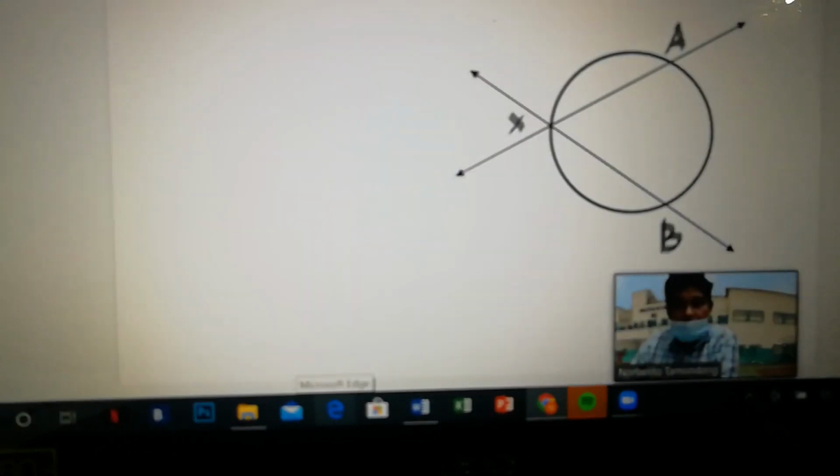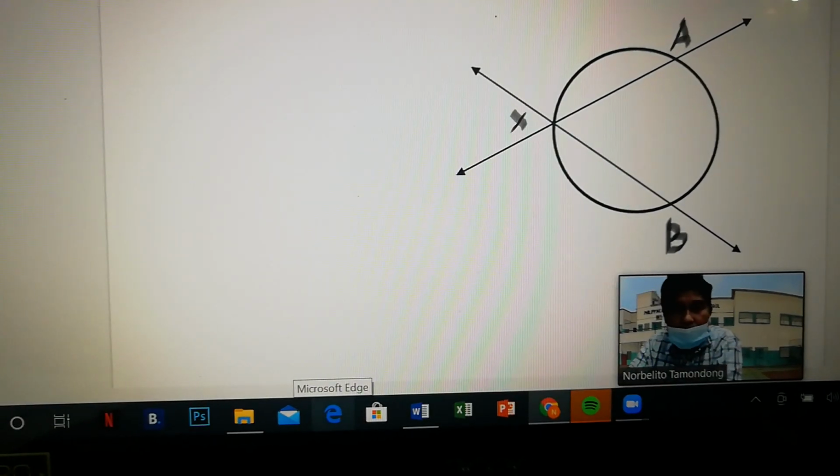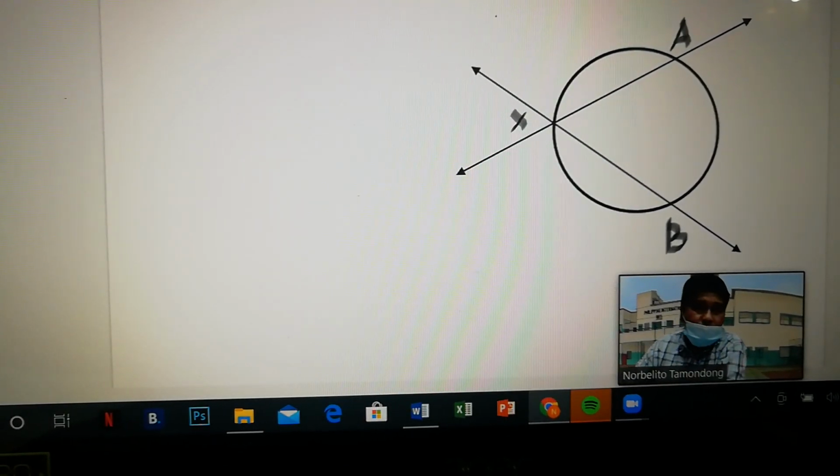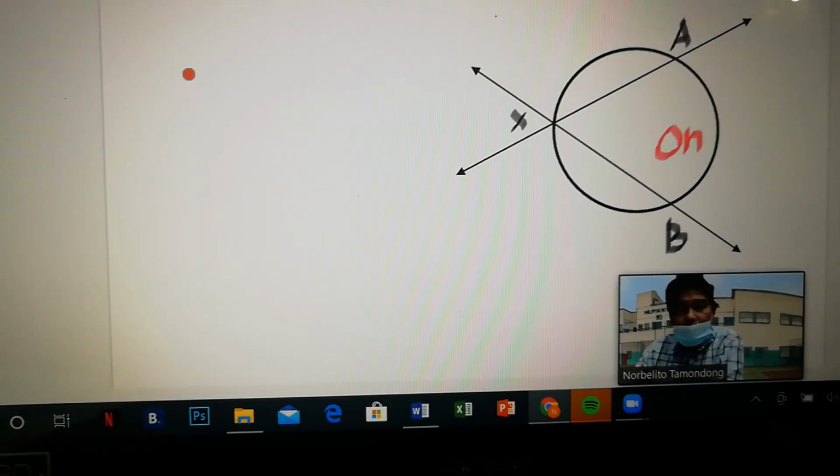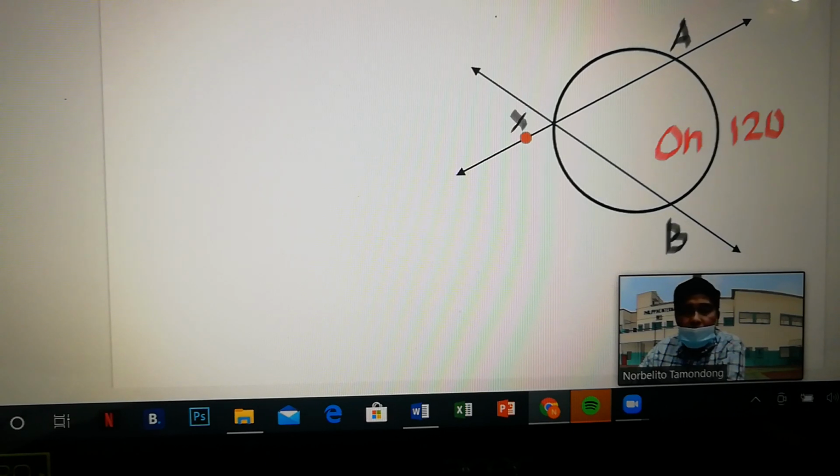Okay, so next is this time the angle formed by two secants intersecting on. So what is the intersection? It is on the circle. Now if it is the angle formed by two secants intersecting on, this is just like your inscribed angle. Okay, so if your intercepted arc is equal to 120 degrees, then what is the measure of the angle formed?